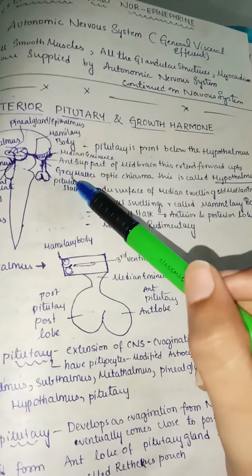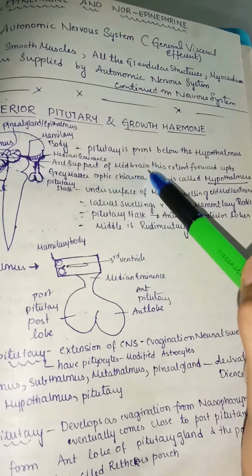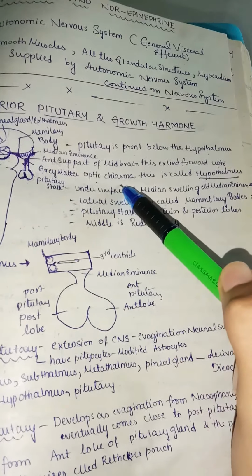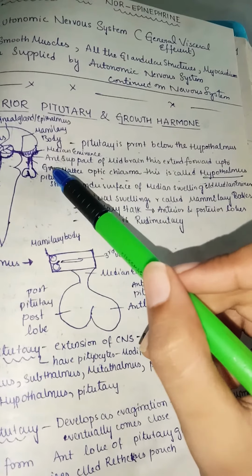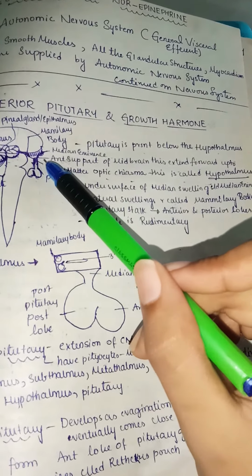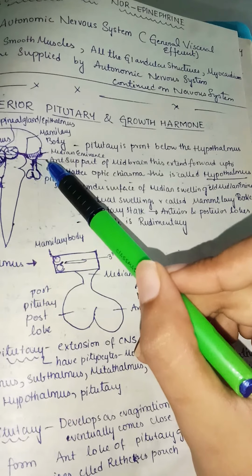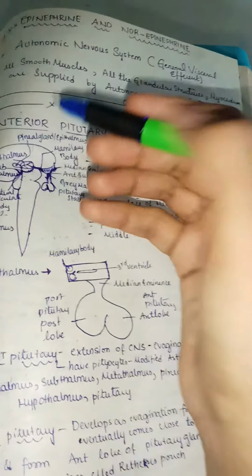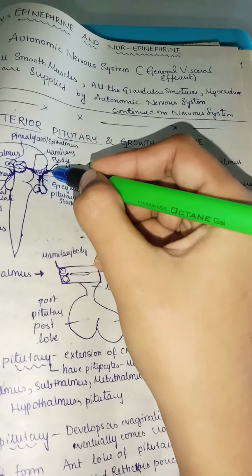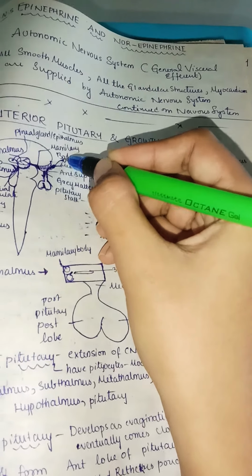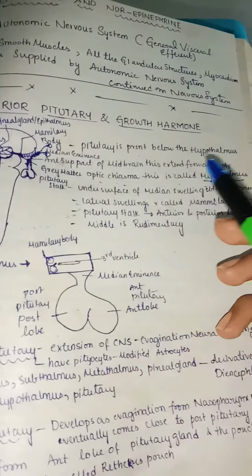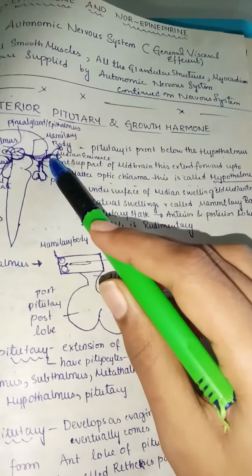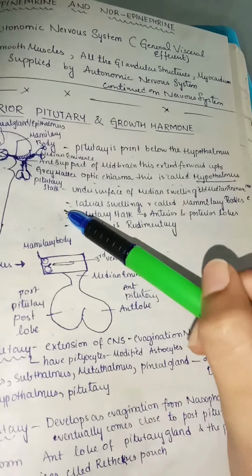There we can see the anterior superior part of the midbrain. This extends forward up to the gray matter of the optic chiasma. Optic chiasma is where both eyes' optic nerves meet. So till there this will go, and this is called the hypothalamus. So this extension towards backward is nothing but the hypothalamus.